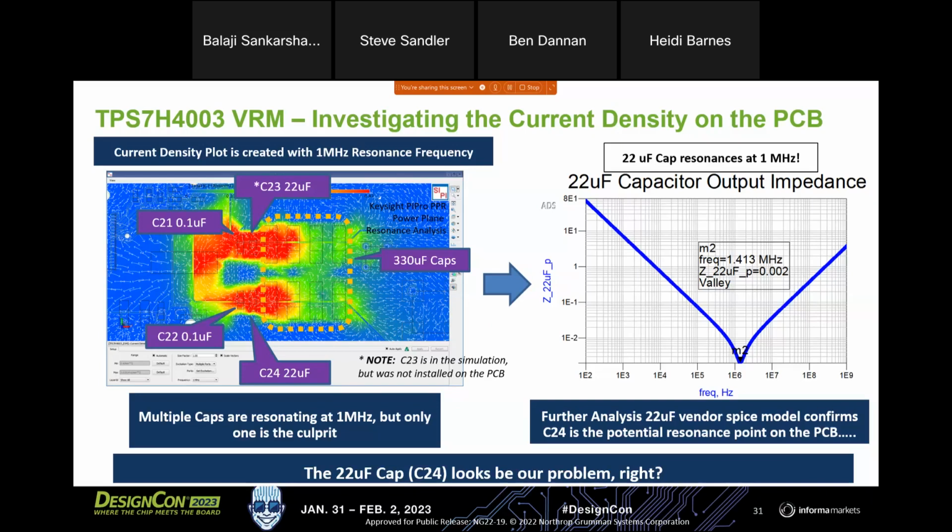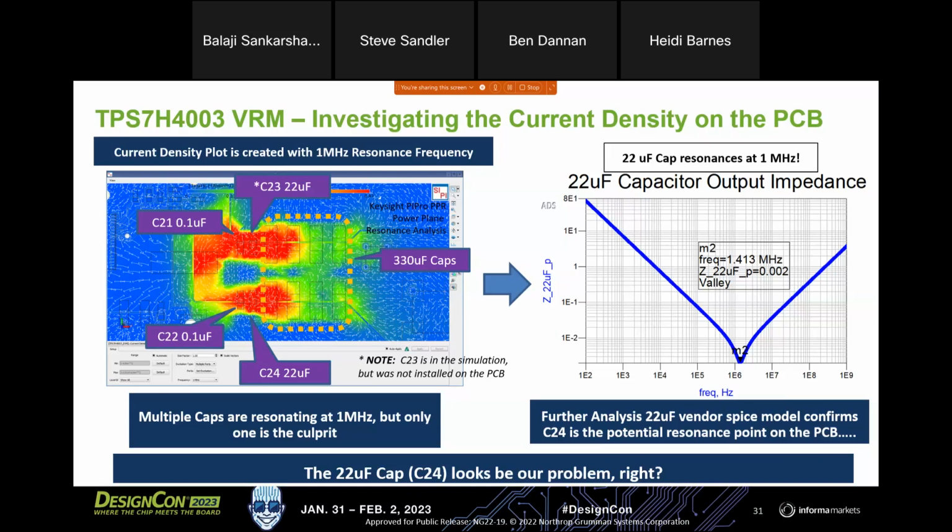And in fact, only one of them is actually installed on the physical hardware that we measured, and only one of them is physically installed on an actual simulated model. And so that could be our potential culprit. And when we pull down the vendor spice model from Murata, you can actually see, looking at the resonance point, what do you know? It's resonating almost right at 1 megahertz. So this looks to be our potential culprit, right?